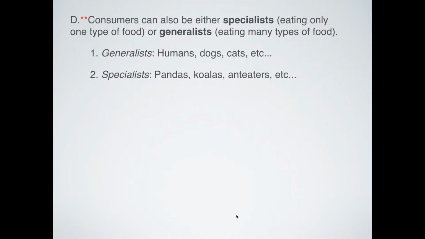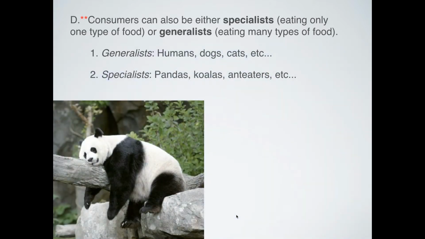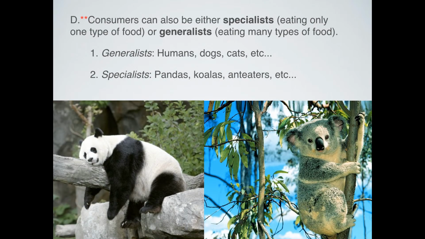Pandas are a good example of a specialist. They eat bamboo. Koalas, they eat eucalyptus leaves. Anteaters, yeah, they eat a lot of different small insects. So maybe they're not necessarily considered a specialist a lot of the time, but they could be because they're only eating one particular type of food. There's a lazy panda. There's a nice little koala. Also lazy, I guess.